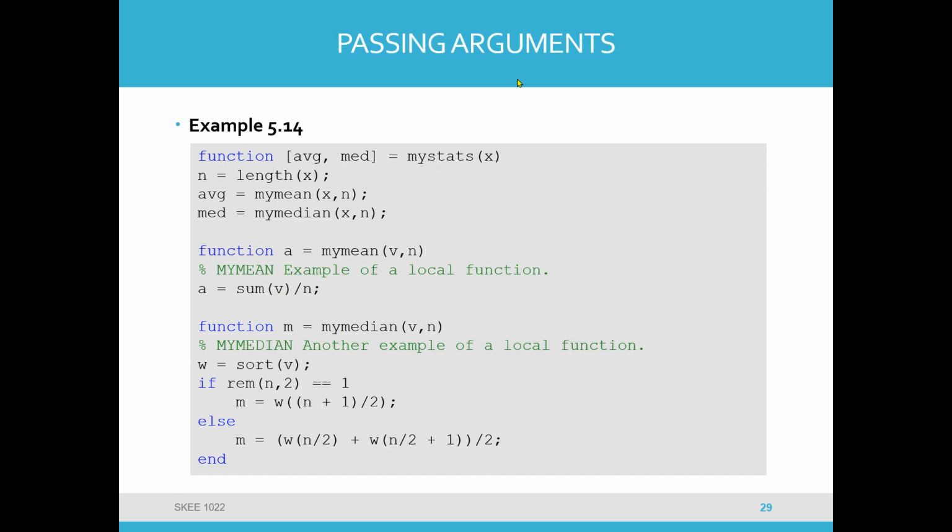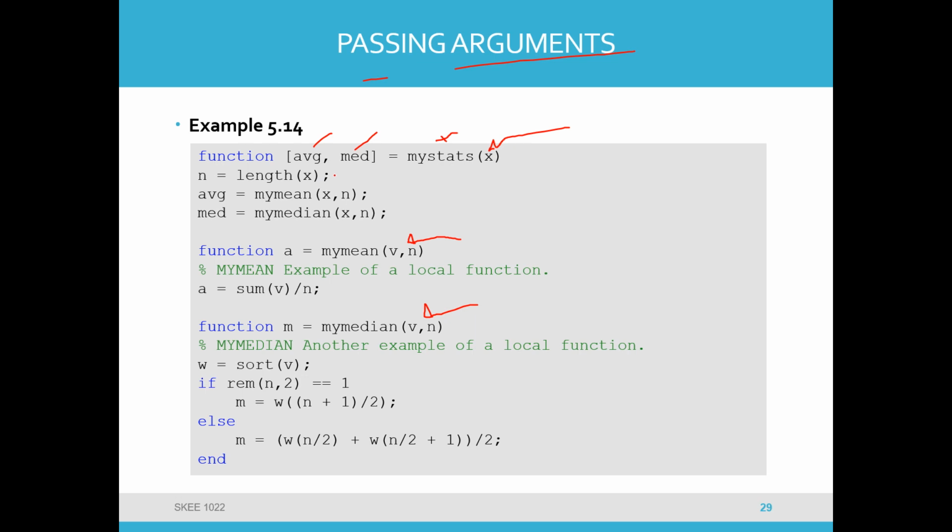Okay, passing argument. If you want to pass the argument, you have to put the input. That's why you have the input here. You can see here, this is the input, this is the input. You have to pass the argument. You can see here x is the input, this is the output, and this is the function's name.